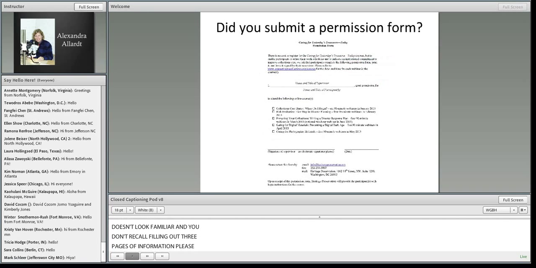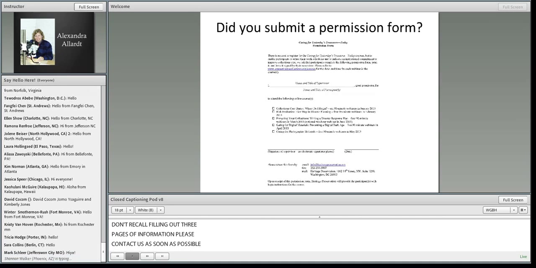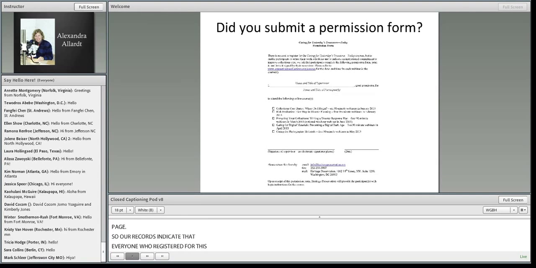Another thing that we asked you to turn in was a permission form. This permission form is required to earn a certificate of completion and is due along with all of the other requirements no later than February 21st. A link to this permission form can be found on our registration page. Our records indicate that of everyone who registered for this online course, we're missing about half of our permission forms. So make sure to turn that in by the end of the month.